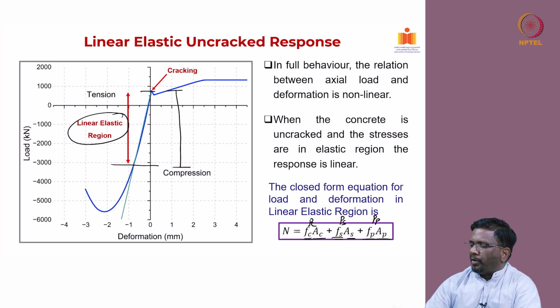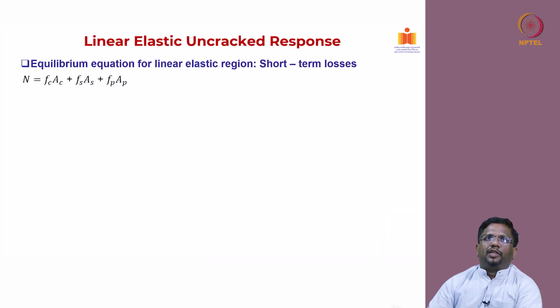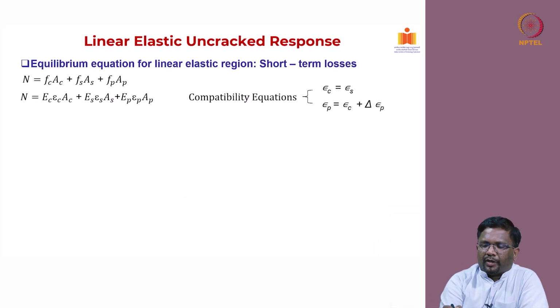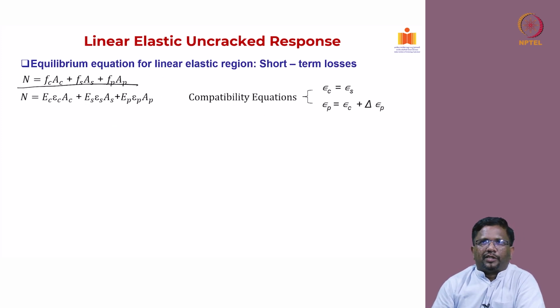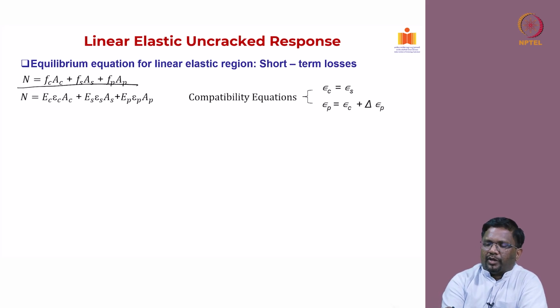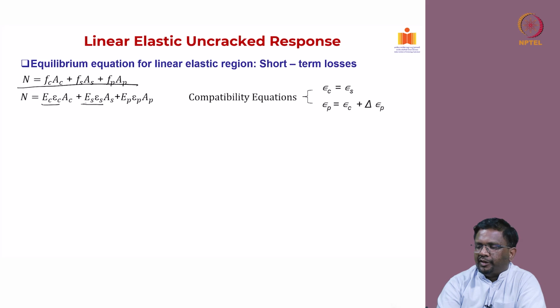Now, the problem is the stresses we do not know how to calculate. If I assume that this material response is elastic, then I can always write stress as elastic modulus multiplied by strain. So, that is what we are going to do, and we know the compatibility condition. So, that is what people did. So, we have taken this equilibrium equation and we are assuming that we are in the linear elastic regime. So, for short term losses, you can replace fc as Ec into epsilon c, you can replace fs as Es into epsilon s, you can replace fp as Ep into epsilon p.